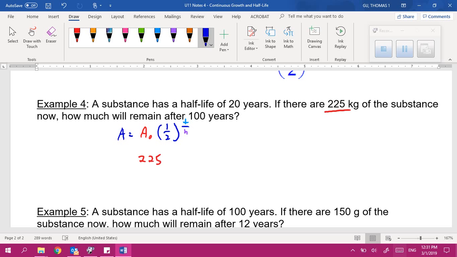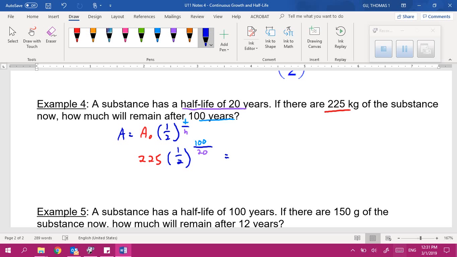Okay, and then we multiply that by 1/2. Now we have to raise it to the time over the half-life. What is the time here? 100 years, right? Because it says remain after 100 years. Remember, t is the time elapsed. Over the half-life. What is the half-life? 20 years. They tell you the half-life is 20 years. And so there is the equation: 225 times 1/2 raised to the 100 over 20. Put that in the calculator and that will give you your final answer.